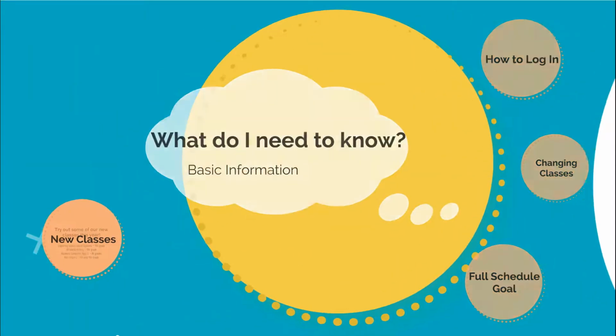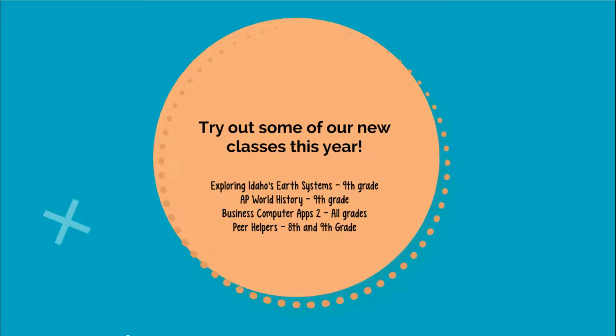Next, just a quick overview of the new classes we have this year. We have 4 new classes that are available for you to choose. The first one is a science class for 9th graders called Exploring Idaho's Earth Systems. The second one is an AP World History class, also for 9th graders, where you can earn some college credit at the end by taking and passing a test.